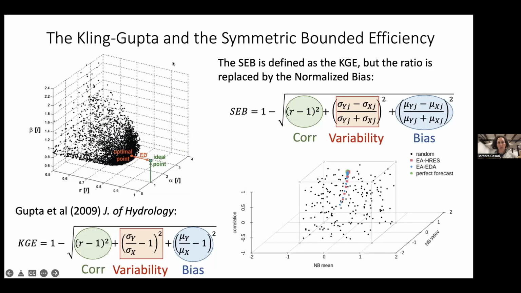Measures of overall performance, like the efficiencies. The Kling-Gupta efficiency was introduced by Gupta in 2009, and is a measure of overall performance and accounts for the correlation, the variability, and the bias. The KGE can be interpreted as essentially all the term below the root can be interpreted as the distance of our forecast from an ideal point where the correlation is equal to 1, the ratio between the variability is equal to 1, and the ratio between the means is equal to 1.